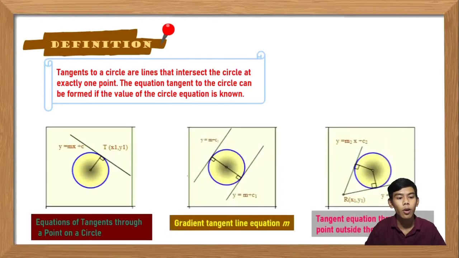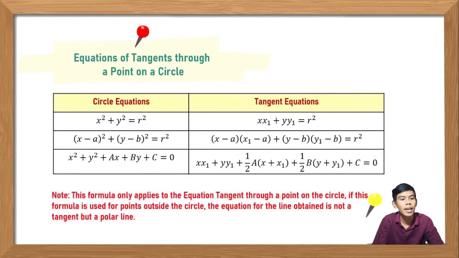There are three kinds of tangent to the circle. First, equation of tangent through a point on the circle. Number 2, gradient m tangent line equation. And the third one is the tangent equation through a point outside the circle. First, equation of tangent through a point on the circle.